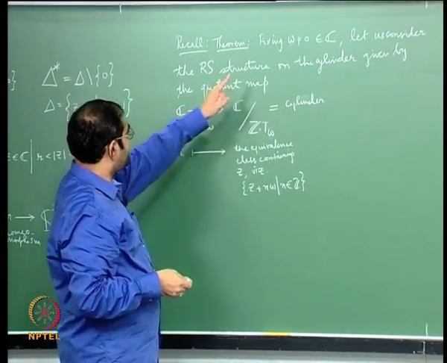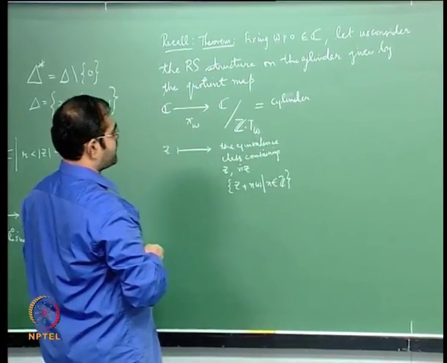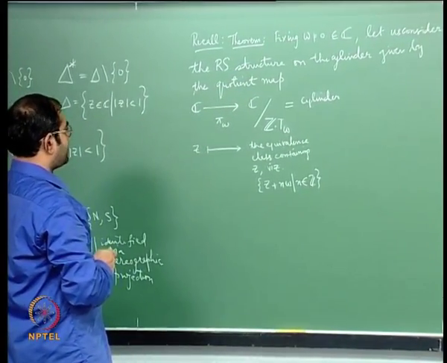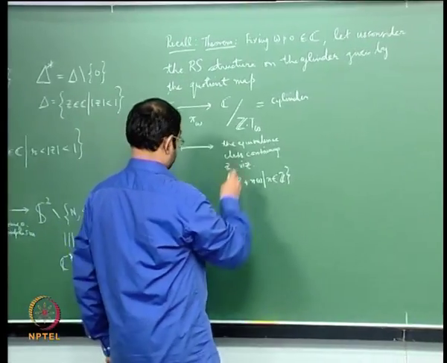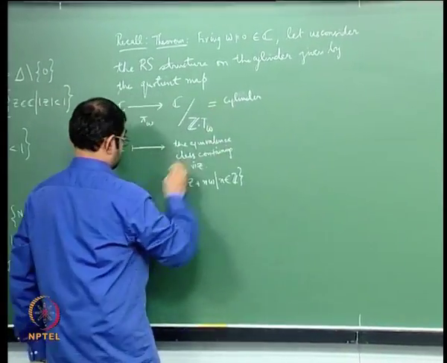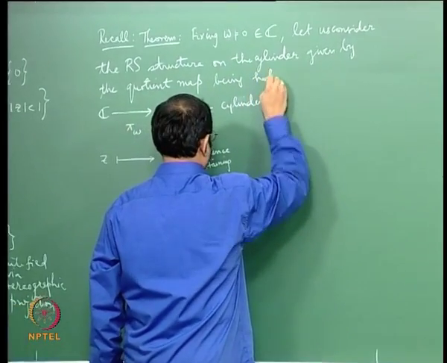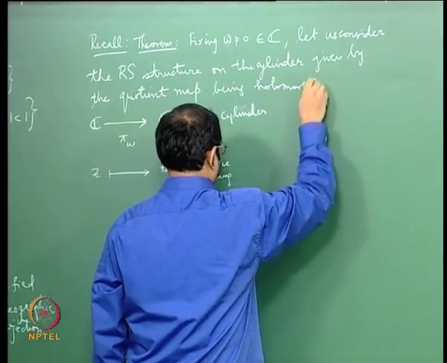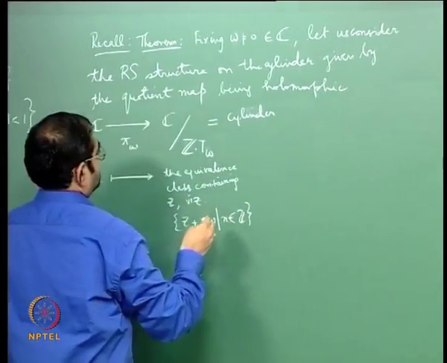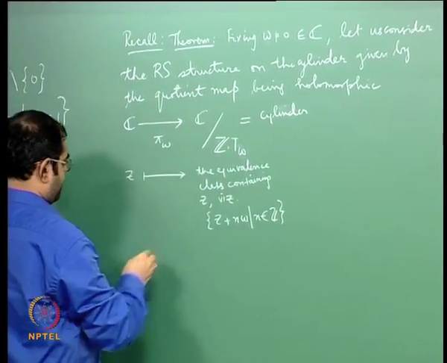Okay, so this is what we saw last time. So let me complete that sentence. Fixing omega not equal to 0 in C, let us consider the Riemann surface structure on the cylinder given by the quotient map, the quotient map being holomorphic.